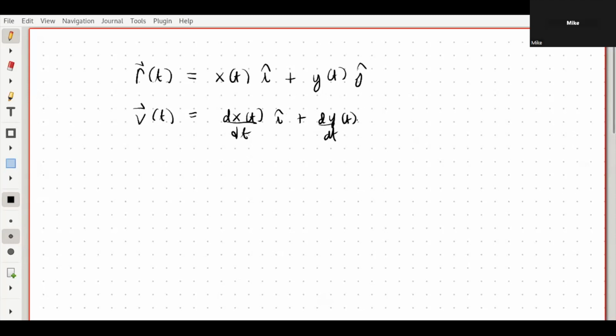So I'm looking for expressions na for r of t and v of t na nag-fit dun sa problem. Ngayon, yung coordinates, pwede mong assume na yung origin simplify yan. So, what's the expression for r of t and v of t? So, yan yung unit vector notation kasi.